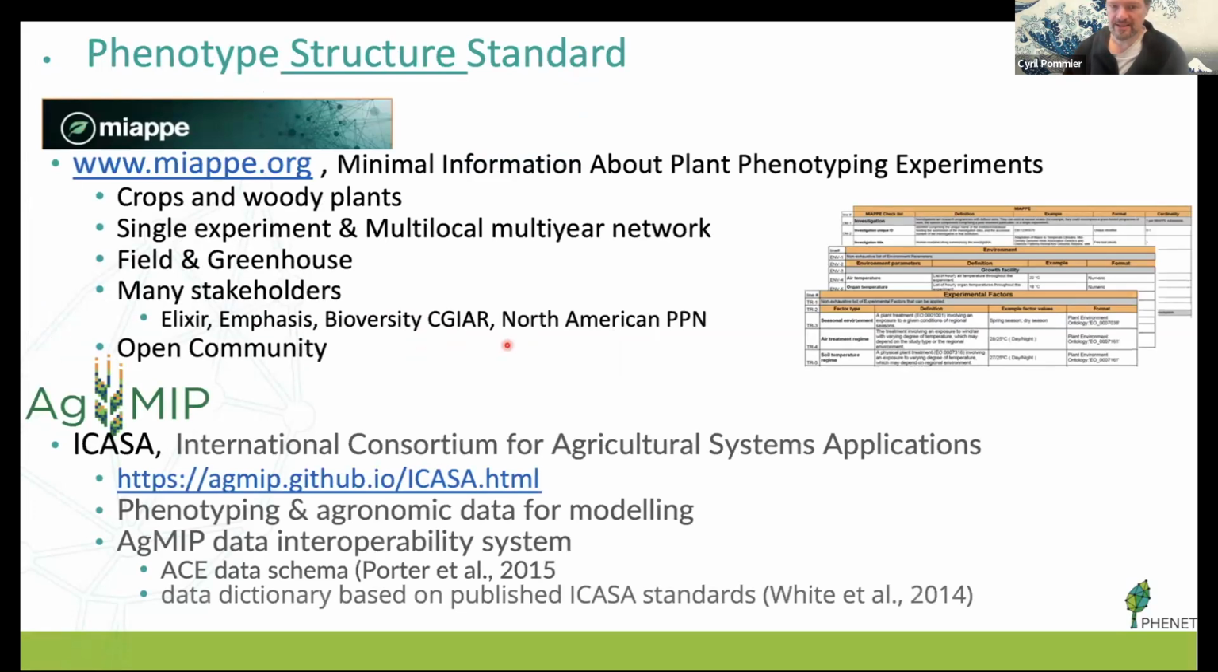ICASA, the International Consortium for Agricultural Systems Applications, deals with phenotyping and agronomic data, especially with a focus on interoperability toward modeling software and systems. It has been built within AgMIP using the ACE data schema and data dictionaries based on published ICASA standards.